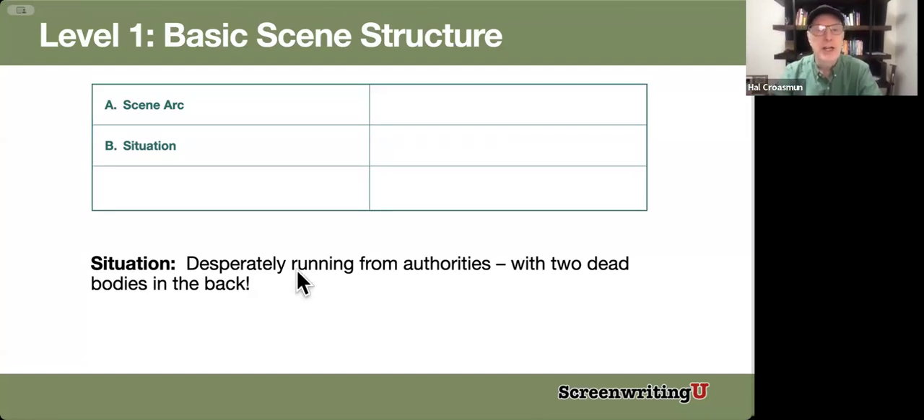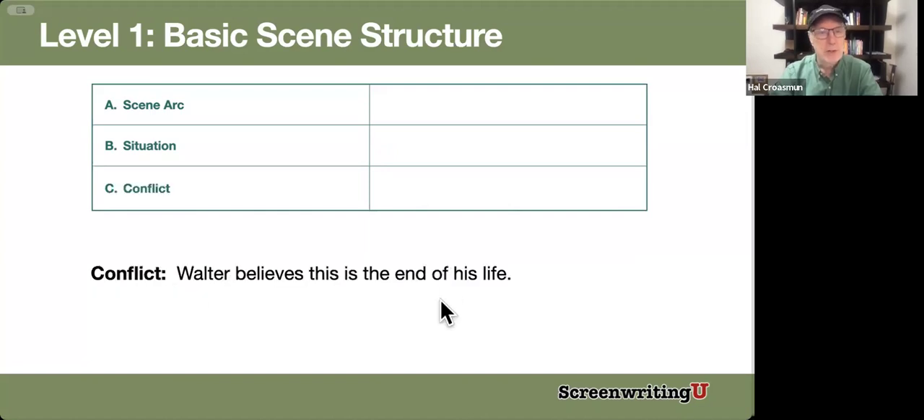It's important. If we just had him running from the authorities, no bodies in the back, then we don't know what the consequences are, right? Adding that one thing meant if he gets caught, he's in prison for the rest of his life at minimum. So then we've got a conflict. Walter believes this is the end of his life. And we don't have to hear him say that to know it. When he got to the video, he's talking like this is the end of his life, like his wife and kids are never going to know anything else about him, all of that kind of thing.